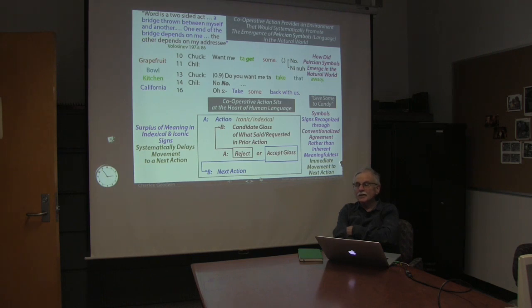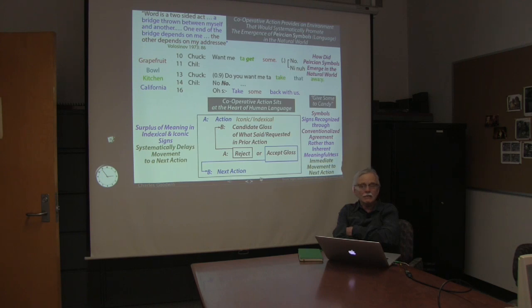In other words, the issue is how this would happen. And I think there's probably a long history, I'm just speculating, but human beings would begin to develop more and more complex forms of cooperative action, but it would be inherently slow. And at a certain point, this inherent slowness might emerge as an issue. So you might have within the system itself a push toward getting rid of that slowness. And how could you get rid of the slowness? If you move to a new kind of symbol, symbols that were recognized through convention.